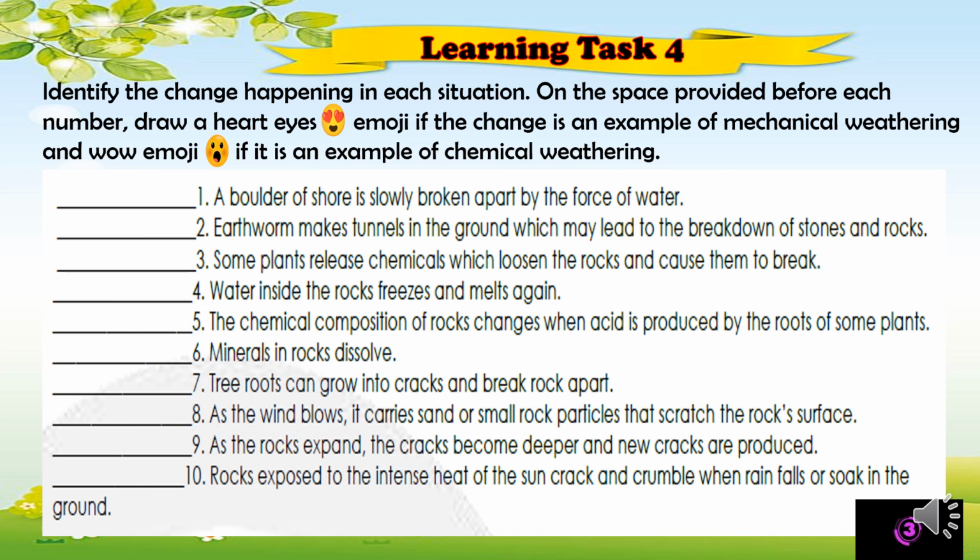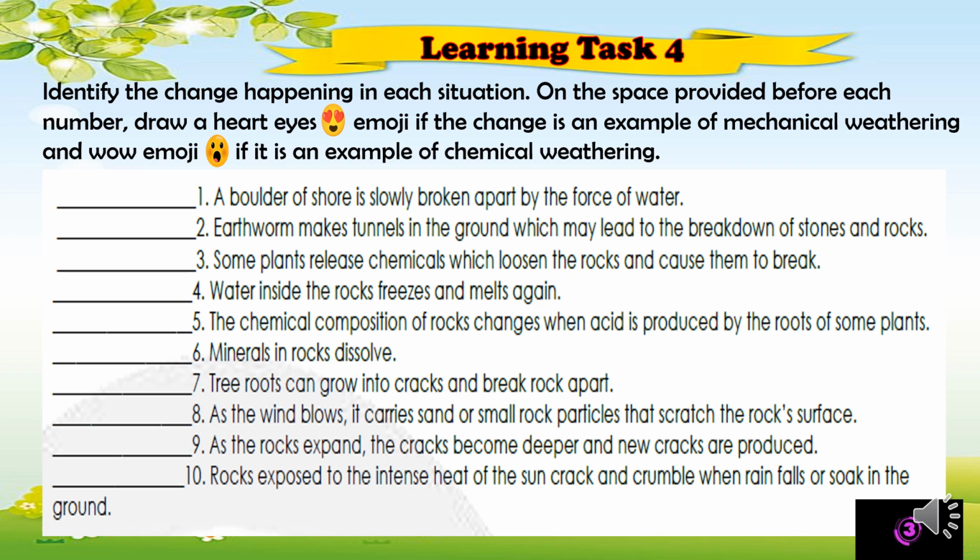So for number 1, a boulder of shore is slowly broken apart by the force of water. Number 2, earthworm makes tunnels into ground, which may lead to the breakdown of stones and rocks. Number 3, some plants release chemicals which loosen the rocks and cause them to break. Number 4, water inside the rocks freezes and melts again.